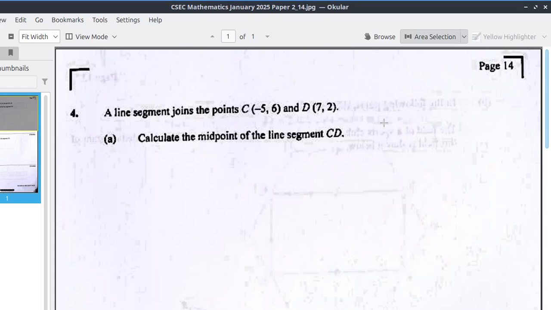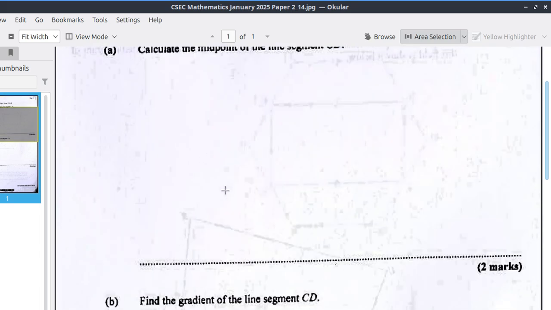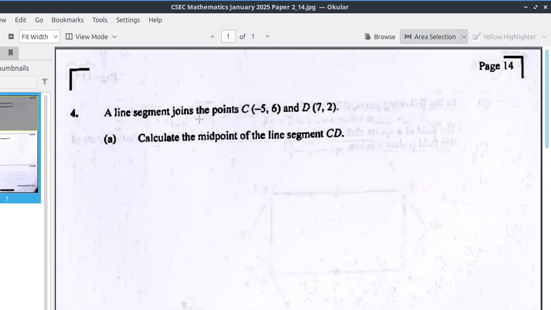Let's continue looking at the CSEC Mathematics January 2025 paper. We're at question 4, and we'll see question 4a here. For 2 marks, it says, a line segment joins the point C at (-5, 6) and D at (7, 2). Calculate the midpoint of the line segment CD.